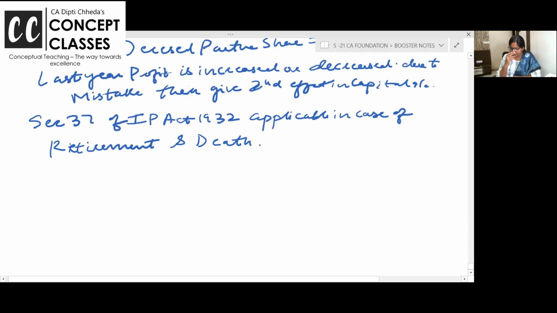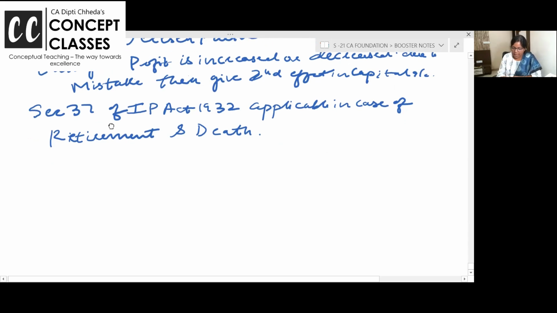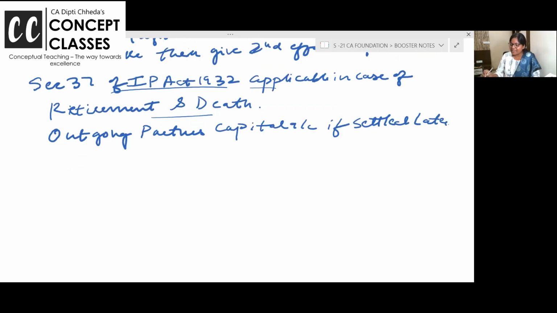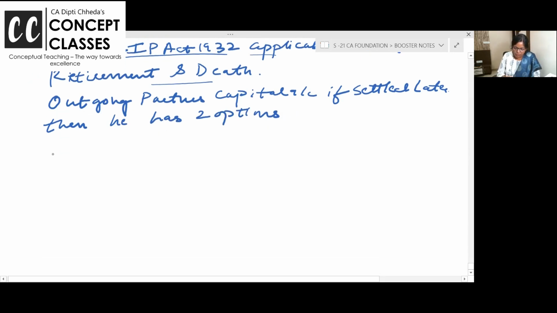और वो कैसे calculate करोगे? I am teaching you in death, but हाँ. Outgoing partner's capital account, if it is settled later, then he has two options.